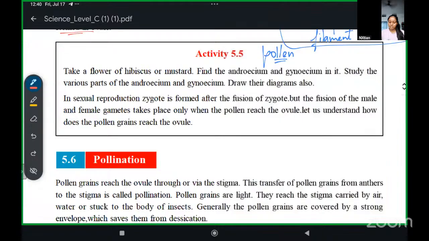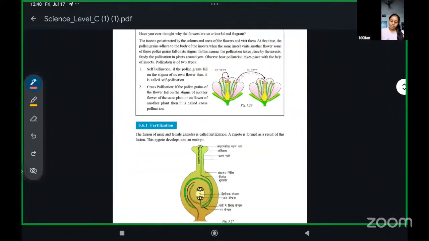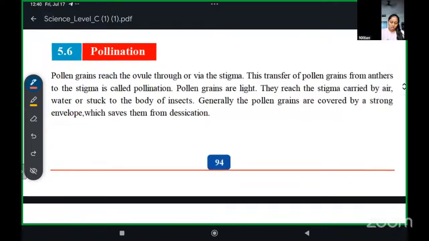In sexual reproduction, the zygote is formed after the fusion of the gametes, but the fusion of male and female gametes takes place only when the pollen reaches the ovule. Let us understand how the pollen grains reach the ovule. That is what we will discuss now. Pollination.